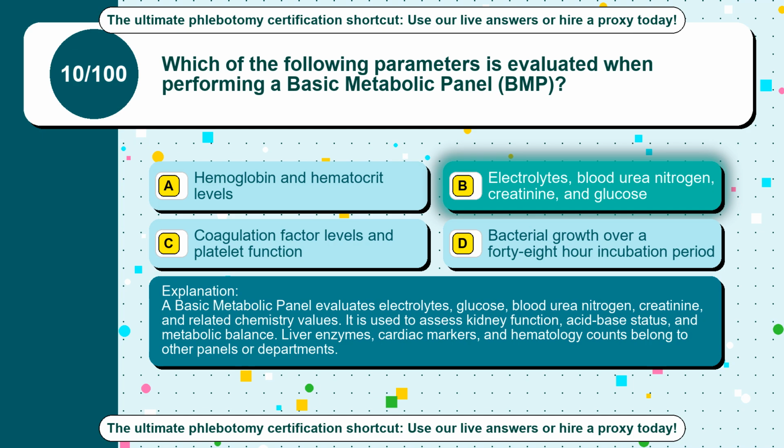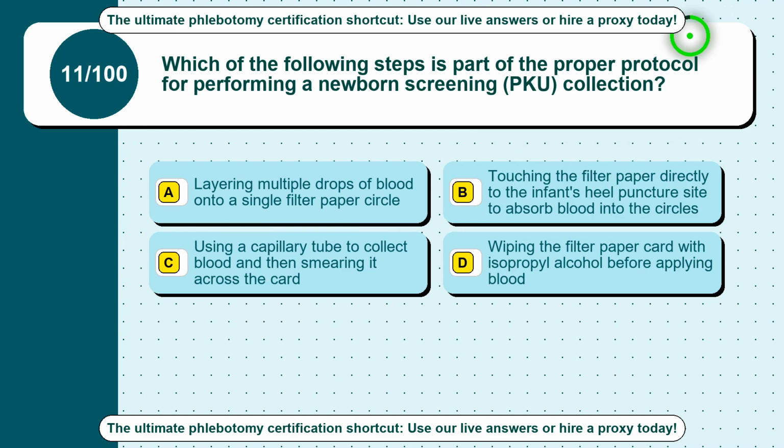It is used to assess kidney function, acid-base status, and metabolic balance. Liver enzymes, cardiac markers, and hematology counts belong to other panels or departments. Question 11. Which of the following steps is part of the proper protocol for performing a newborn screening PKU collection? Option A, layering multiple drops of blood onto a single filter paper circle.